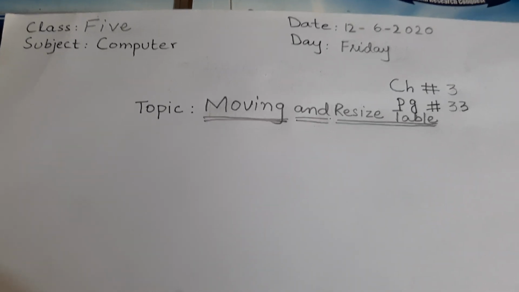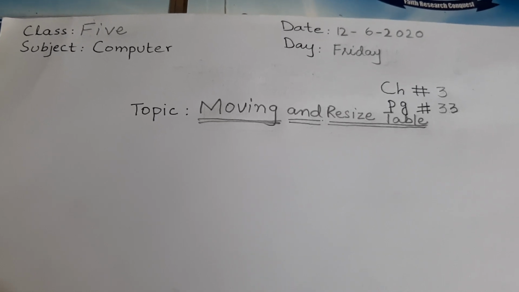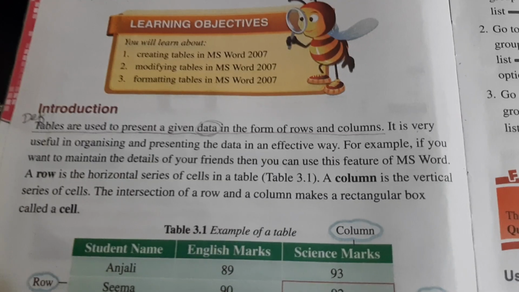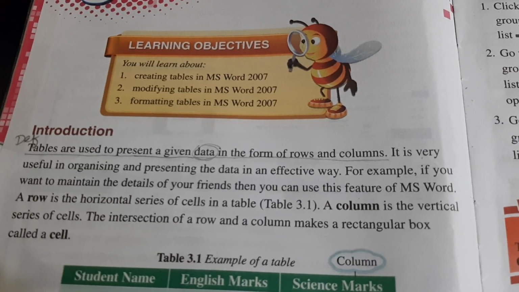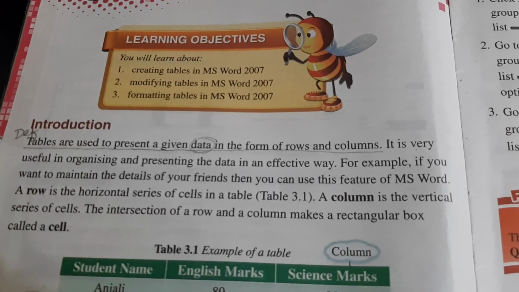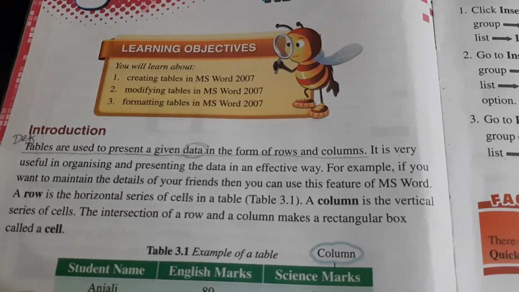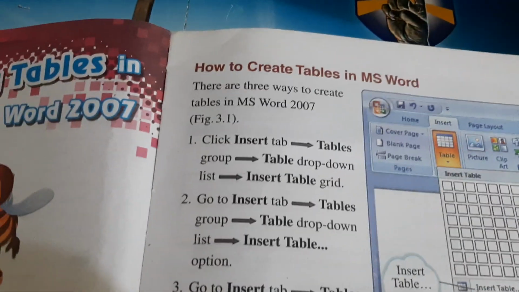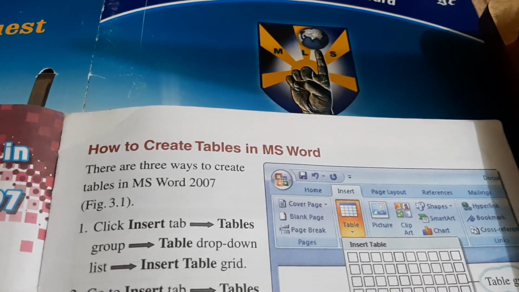As you all know, we have started chapter number 3, creating tables in MS Word. In this chapter, first we have learned what is a table. A table is a combination of rows and columns. Then we have learned how to create tables in MS Word.